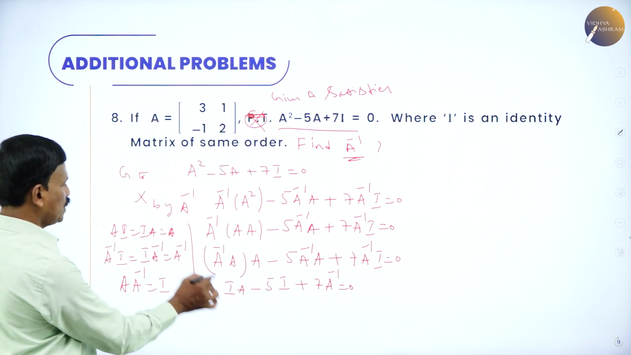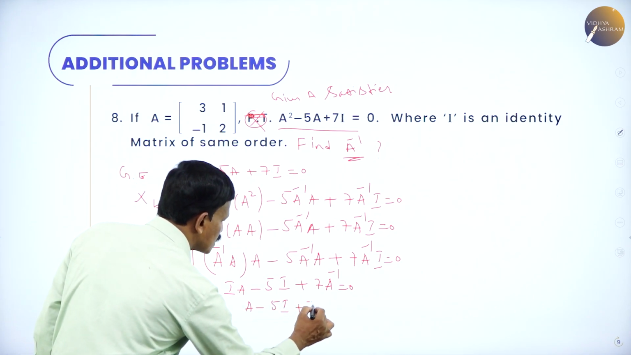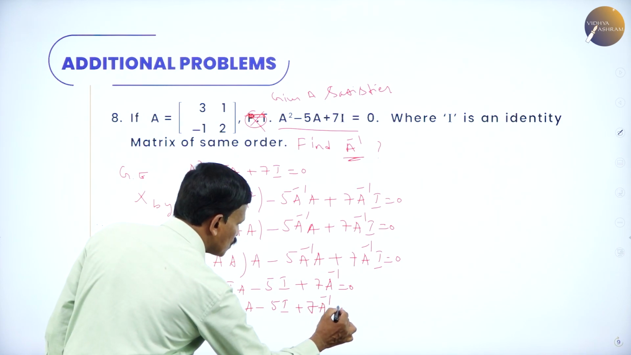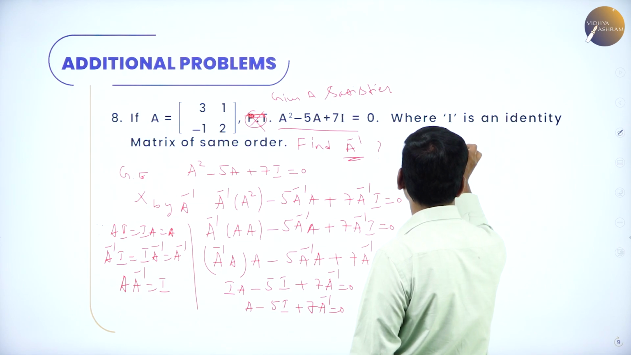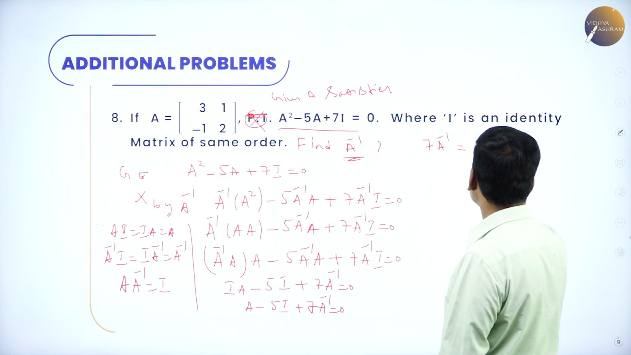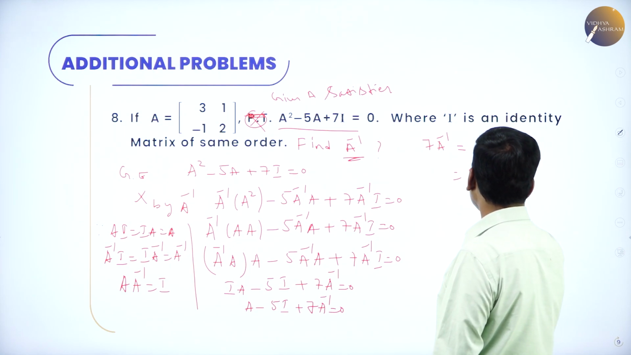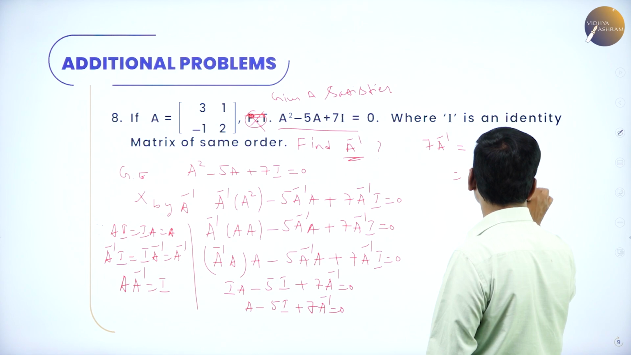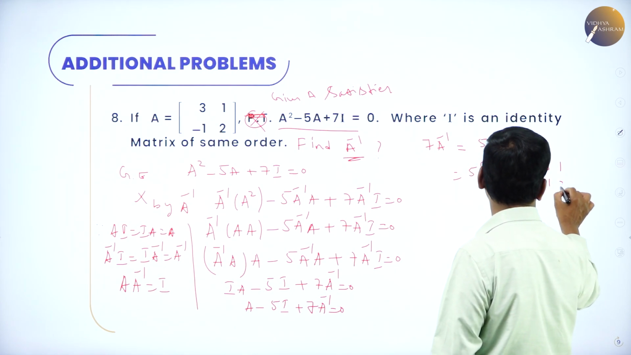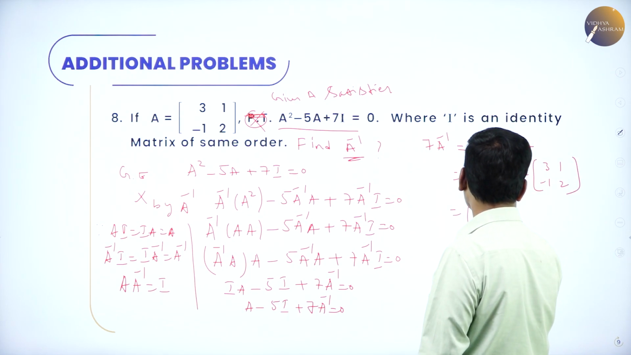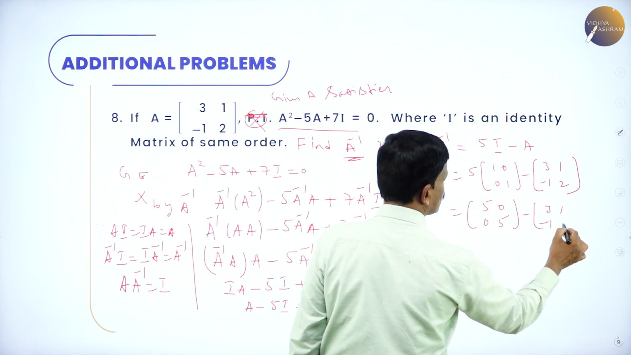Now what is I into A? I into A is equal to A, so we get A minus 5I plus 7 times A inverse is equal to 0. Now what is required to find is 7 A inverse, keep it here itself, and transpose: minus 5I becomes plus 5I and plus A becomes minus A. This is 5 into I, which is [1, 0; 0, 1], minus A. What is the given matrix? [3, 1; -1, 2]. Simplify this: 5 ones are 5, 0, 0, 5 minus [3, 1; -1, 2].